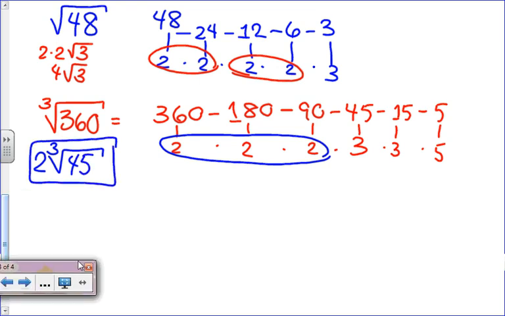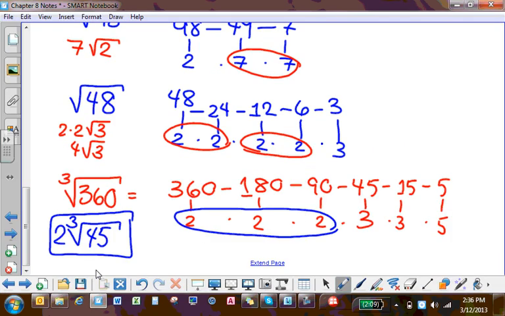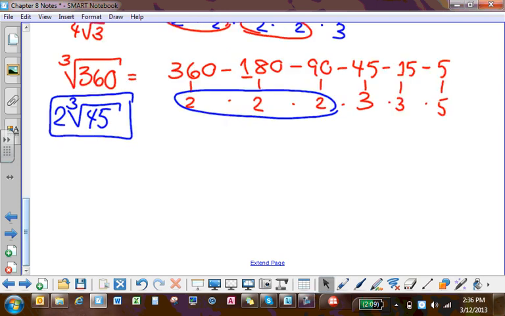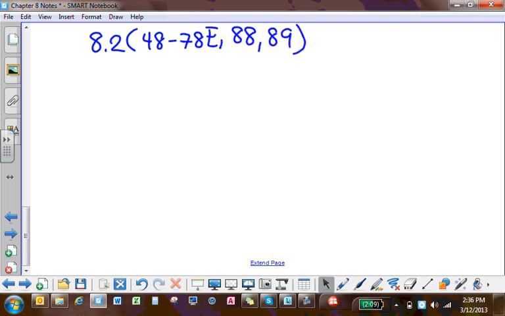So hopefully that alternate method will help you get stuff tonight. But we've been going over and over all those exponents so that you are all set to go. Okay, your homework this evening is going to be in section 8.2. This is 48 to 78 even, and 88 and 89. Alright, so let's go ahead and get this started.